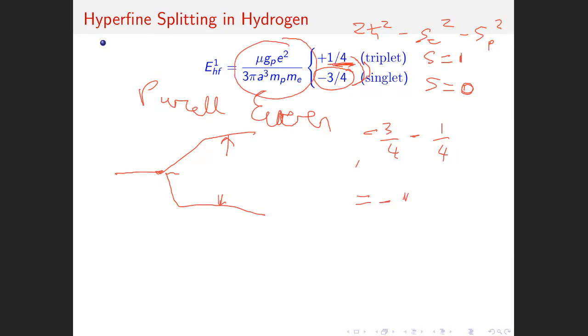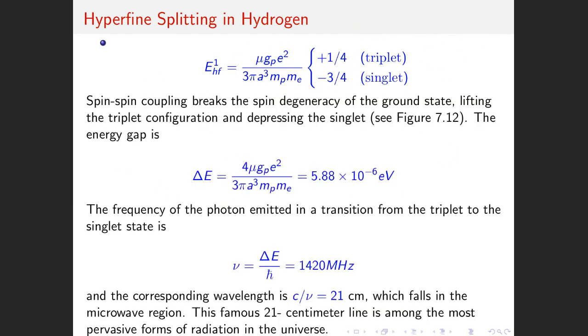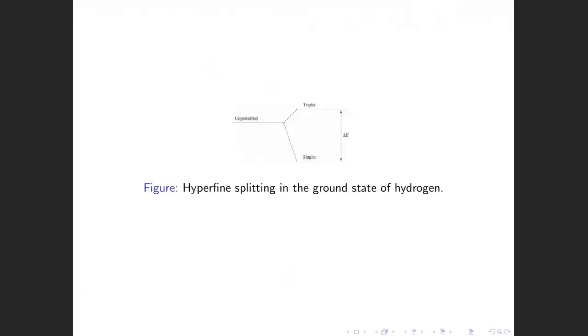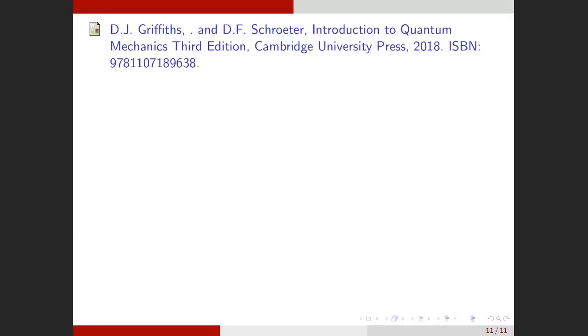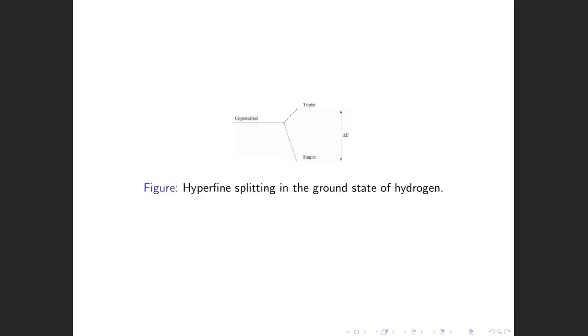And you can also express this in terms of, as I was saying, the energy difference between the triplet and the singlet state. You can also write it in terms of the wavelength, which gives you 21 centimeters. And this 21 centimeter line is very famous in radio astronomy.